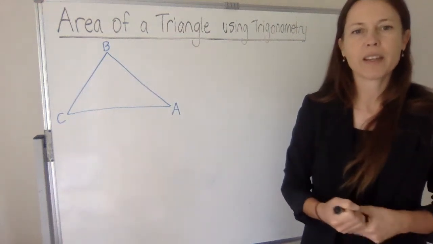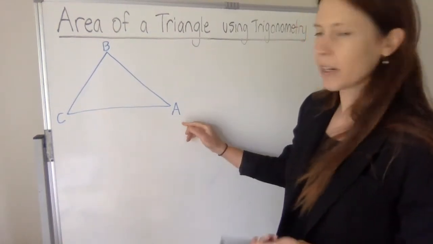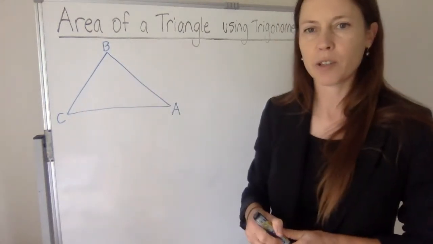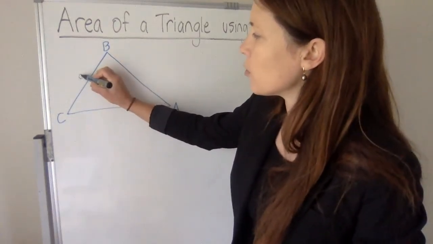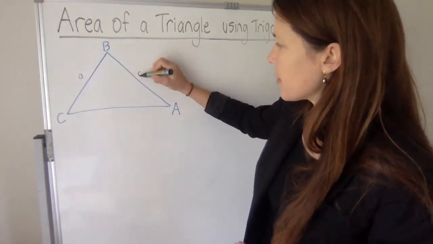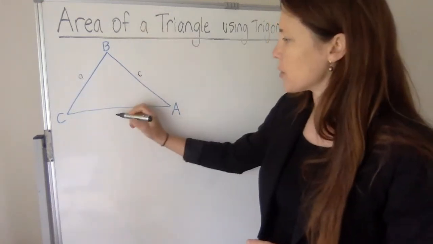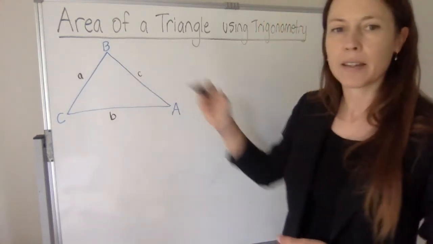Let's have a look at how to find the area of a triangle using trigonometry. We've got a triangle here. Let's look at the quick naming conventions. If you label the vertices of a triangle using uppercase letters, say A, B and C, then you need to label the sides with lowercase, and you use the same letter that is opposite that angle. So this one will be b. Over here we've got a and c.